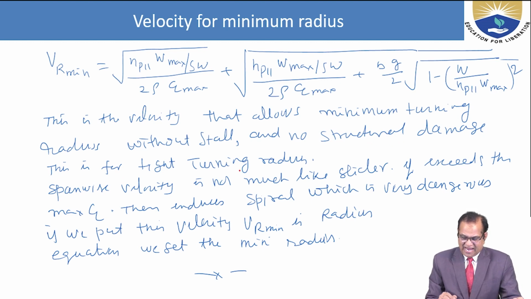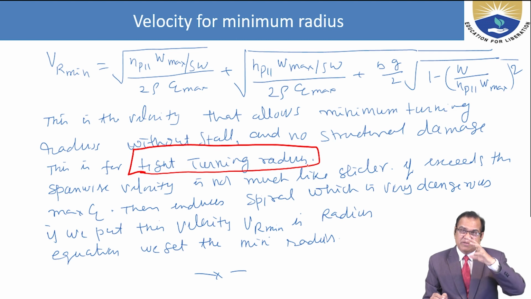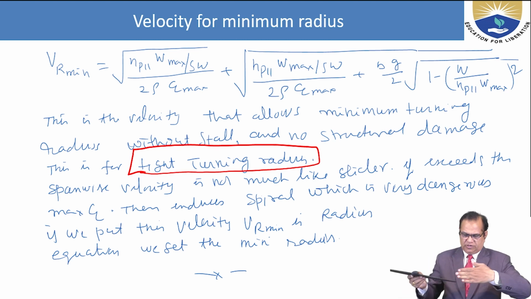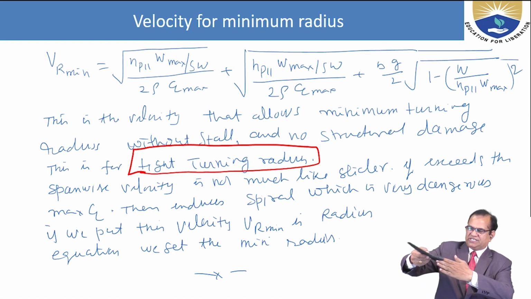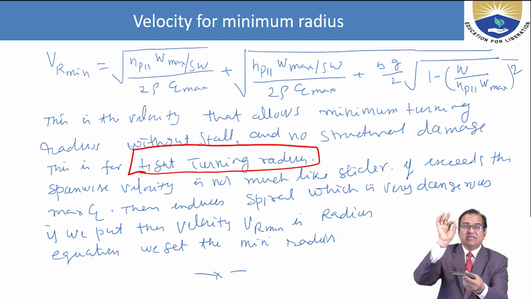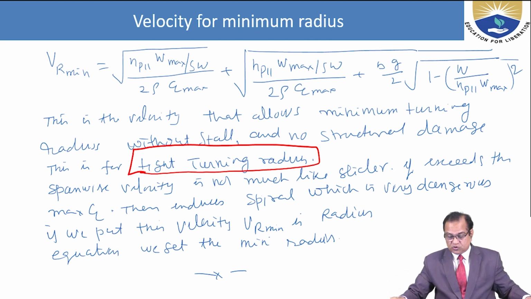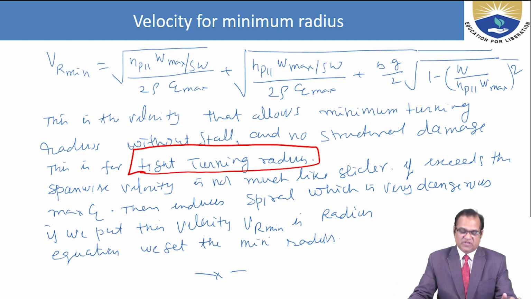This is the tight maneuver. This is called the tight maneuver, meaning the aircraft should fly a minimum radius. So if I draw it here, this is the radius, and it is turning like this. So in the minimum radius, this is the velocity at which we have to fly the aircraft so that stall will not happen.